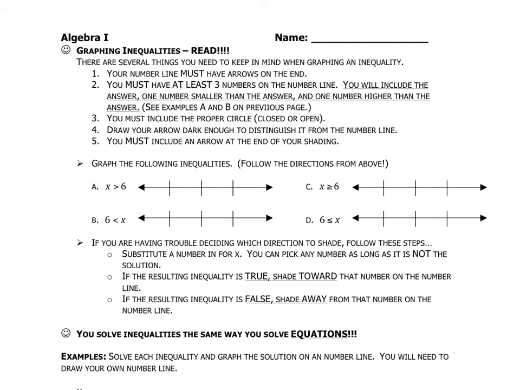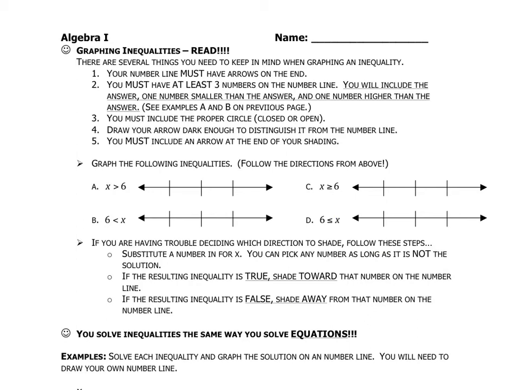Number 3, you must include a proper circle. Whether it's open or closed, it needs to be correct. Number 4, draw your arrow dark enough, that's what I was talking about, really bold it, to distinguish it from the number line. And number 5, you must include an arrow on the end of your shading. So again, we're going to go through all of these in each of these problems.